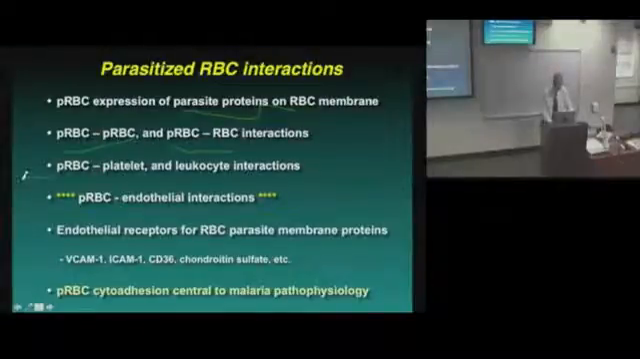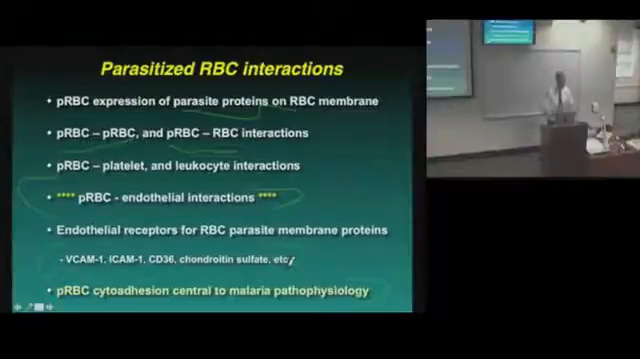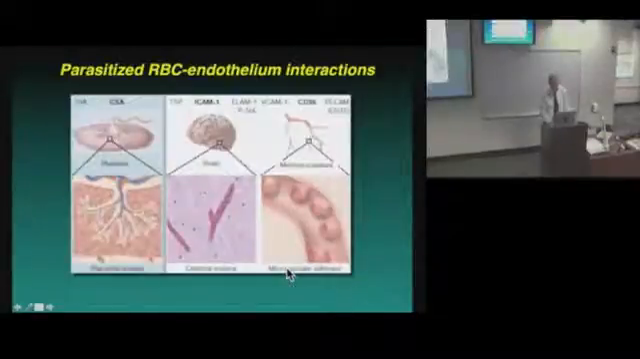But most important for the pathophysiology is the interaction of the parasitized red cell with endothelial cells, the lining of the blood vessels. We think that that's very central to all of the pathophysiology of malaria. These are mediated by specific receptors. These receptors are used in all types of biology, in cancer biology and normal physiology, like vascular cell adhesion molecule 1, intercellular adhesion molecule 1, et cetera, et cetera.